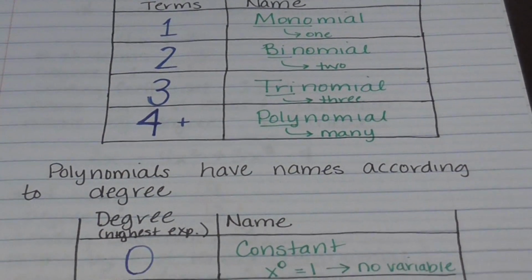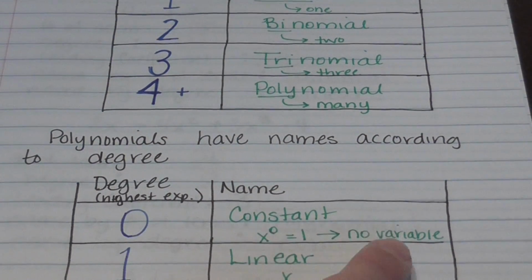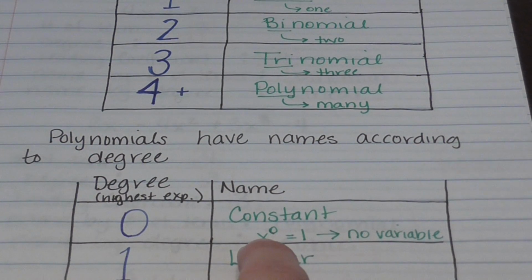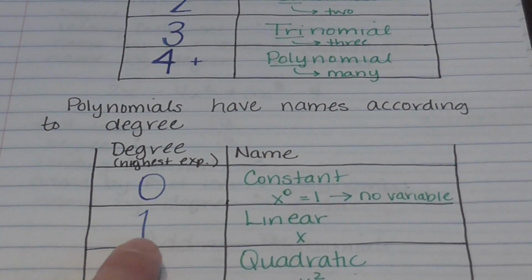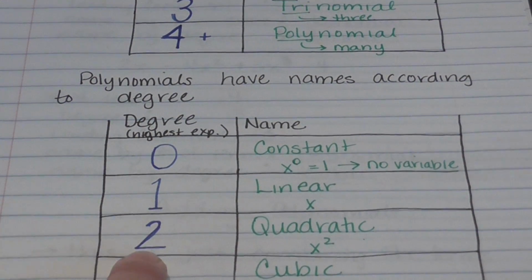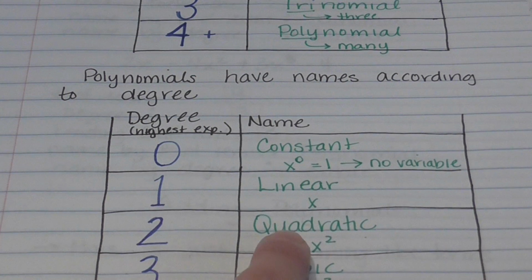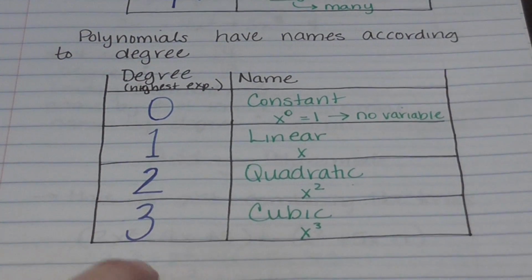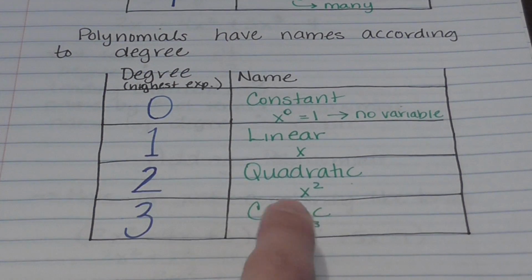So polynomials by degree: if it's 0, meaning that there are no variables whatsoever, the biggest variable is raised to the 0 power, meaning it's just not there, that's a constant. If the largest degree of the polynomial is 1, meaning the biggest x value is just x, it's linear. If the biggest degree is 2, meaning x squared is the biggest variable, then it's quadratic. And if the largest degree is 3, so that it's x to the 3rd power, it's a cubic.